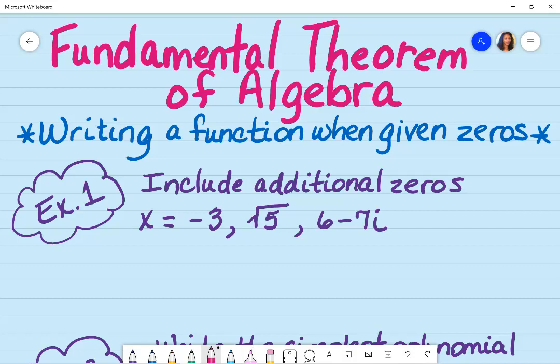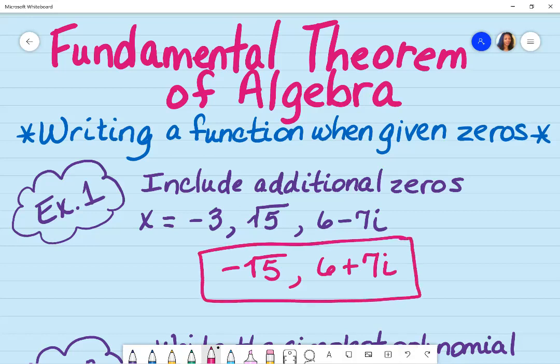-3 is a real number, so I am good with that. I don't have to find the positive portion of that. It's only when I have a root or when I have an i that I have to add the opposite sign that's not shown. So this final answer here is simply going to be -√5 and 6 plus 7i, because that is the conjugate. And this one is a positive, so I have to account for the negative. That's when my directions ask me to include additional zeros.